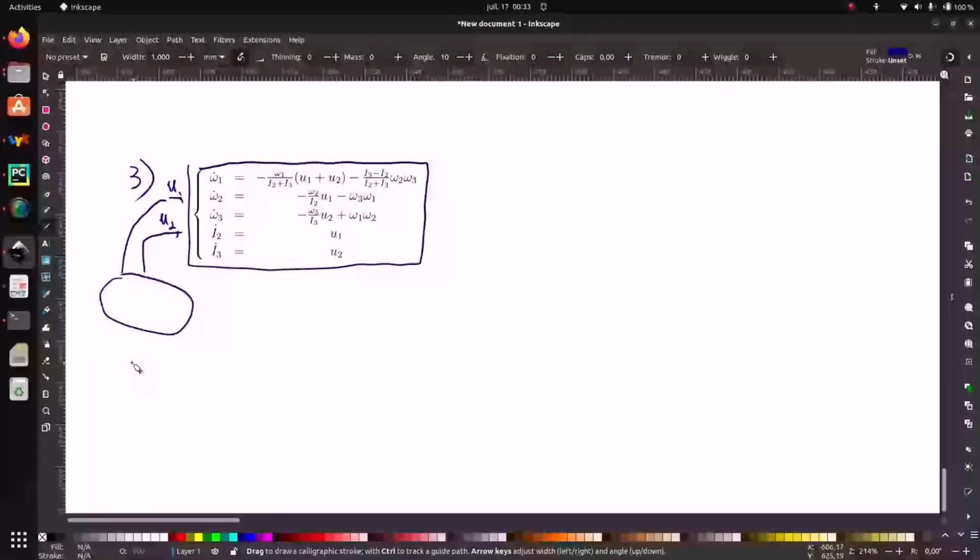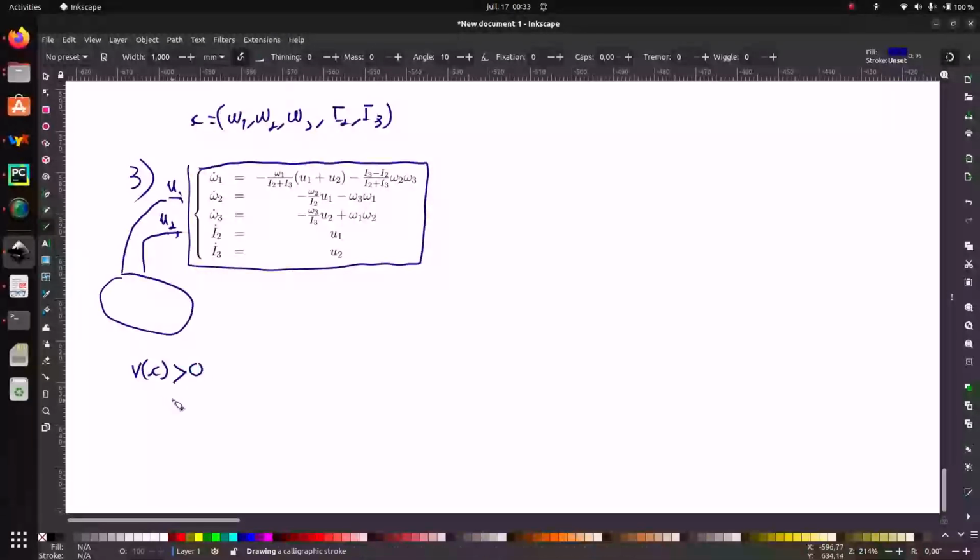So for this I compute an objective function V of x, where recall that x is equal to omega 1, omega 2, omega 3, and also e2 and e3. So the objective function depends only on x. It is positive, and when it is equal to 0, it means that the objective is reached. So for this, I will compute the derivative of V, and I will want that this derivative is negative, except of course when the objective is reached.